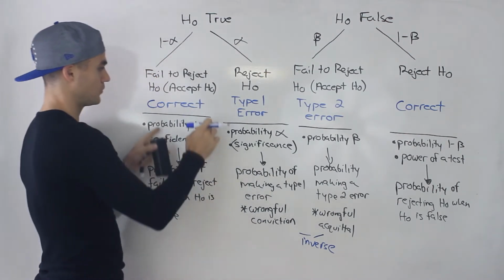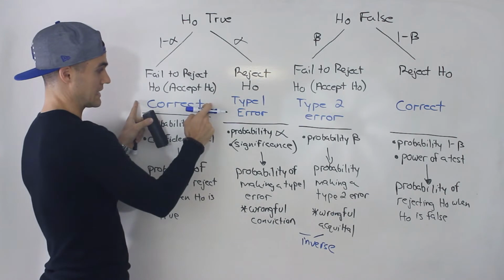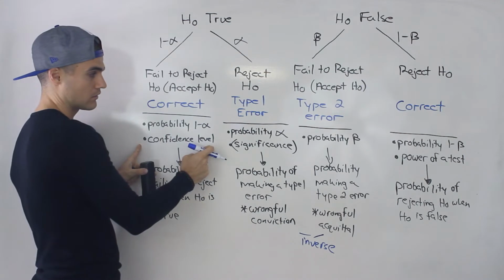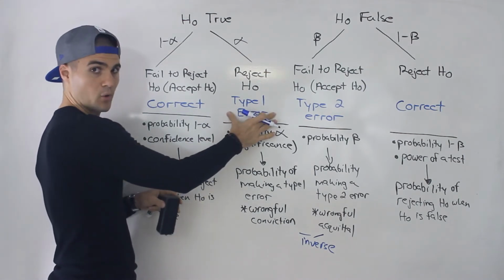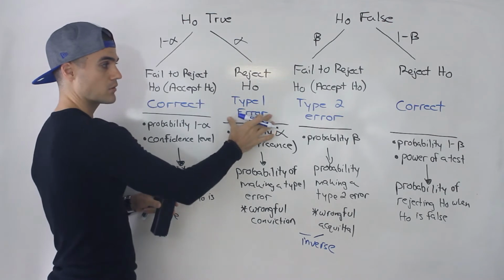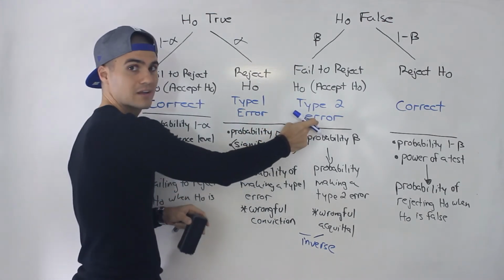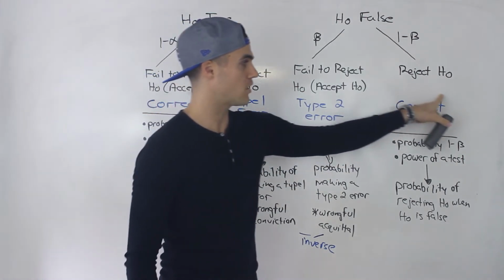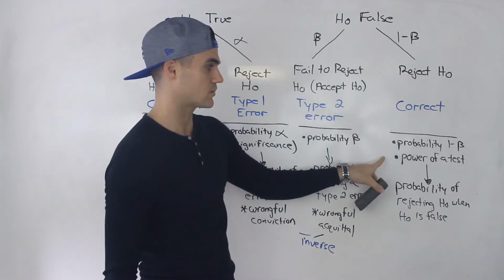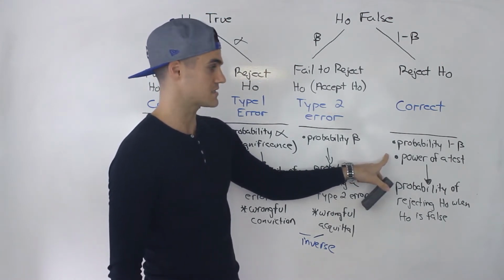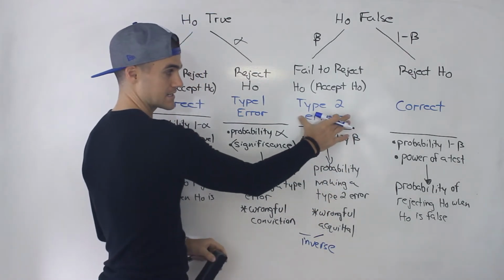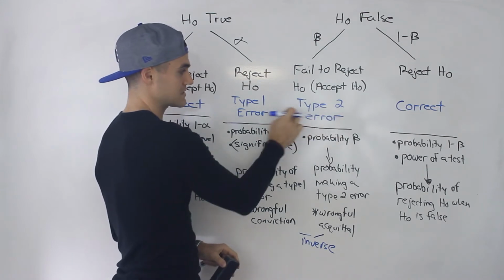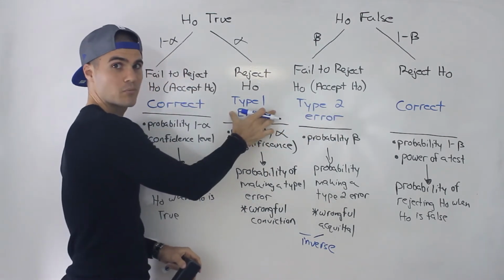So for example, let's say we want to increase our probability of making this correct decision. So we want to increase our confidence level. Well, that's going to decrease the probability of a type 1 error, which is good. Problem is it's going to increase the probability of a type 2 error. Same thing over here. If we want to increase the probability of making this correct decision, so increase the power of a test, that's good because it's going to decrease the probability of a type 2 error, but because these have an inverse relationship, we're actually going to increase the probability of a type 1 error.